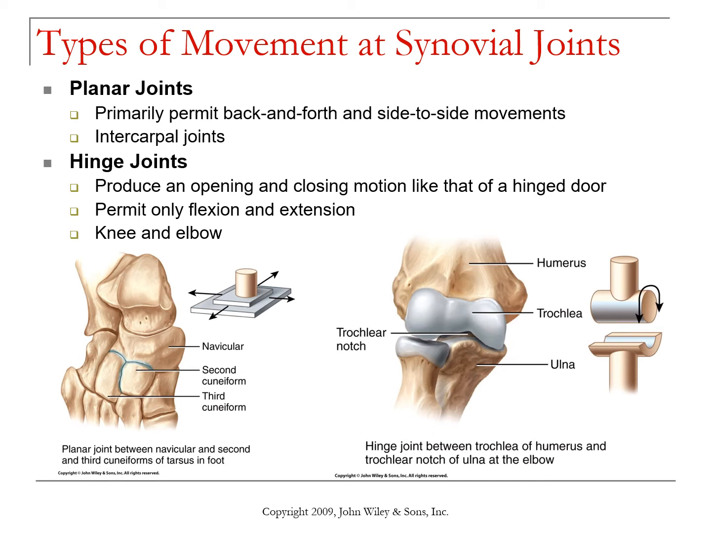Hinge joints produce an opening and closing motion like that of a hinged door, so they only allow for flexion and extension, and this occurs at the knee joint and the elbow joint, also the interphalangeal joints. Because they only allow movement in one direction, they are uniaxial joints.